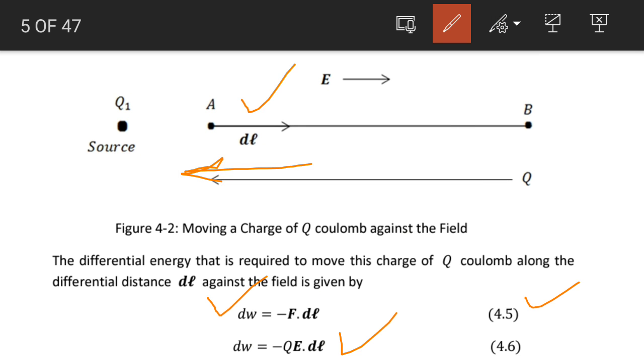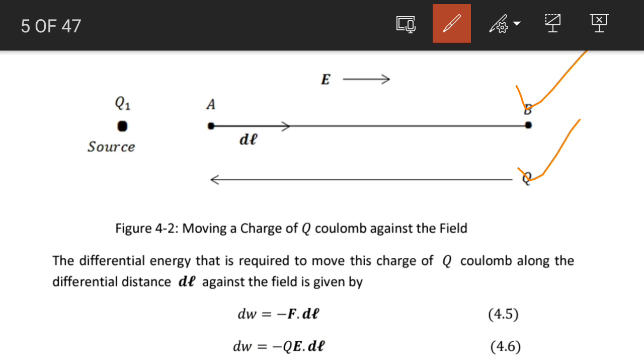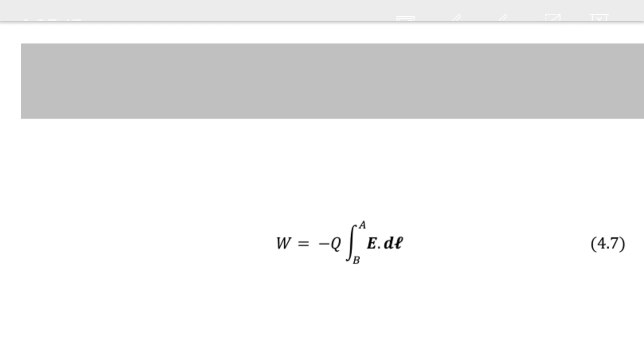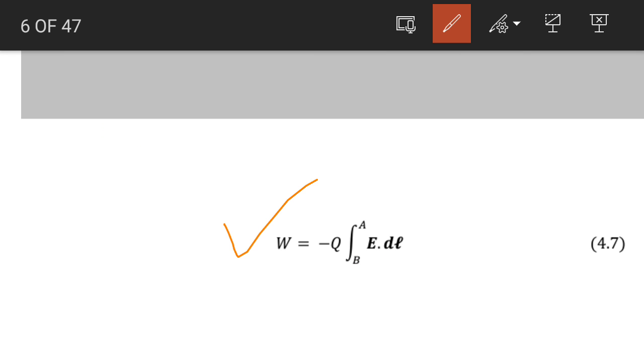And if you want to find out the total energy which is required to move this charge of q coulomb from the initial position B to the final position A against the electric field intensity, we need to integrate this particular equation. So the integration of this equation will give you the energy which is required to move a charge of q coulomb from the initial position B to the final position A against the electric field. So this much energy will be required.